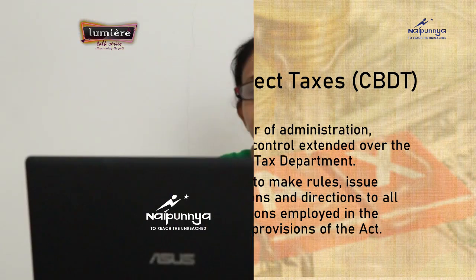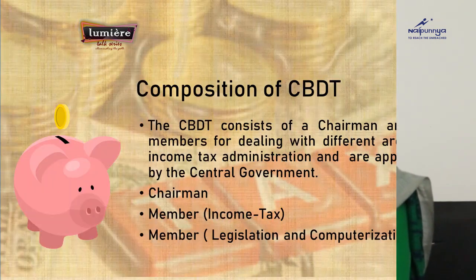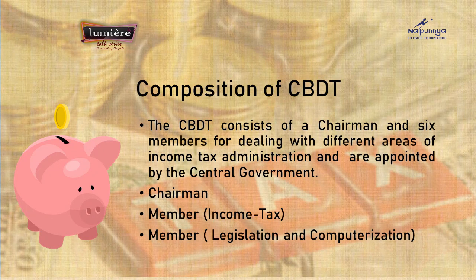Now let's see the composition of CBDT, or the different members of CBDT. CBDT consists of a chairman and 6 members for dealing with different areas of income tax administration, and those people are appointed by the central government. So it is headed by a chairman, and the different members are from different areas of income tax administration.